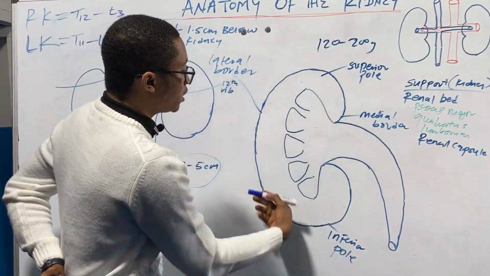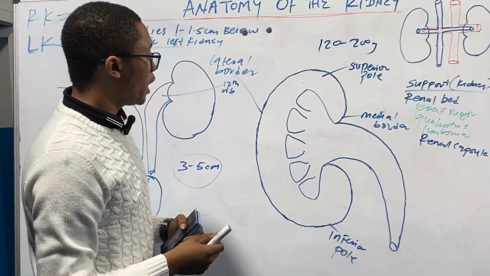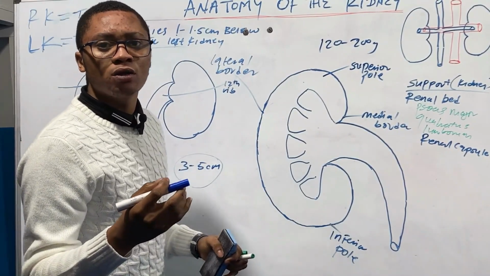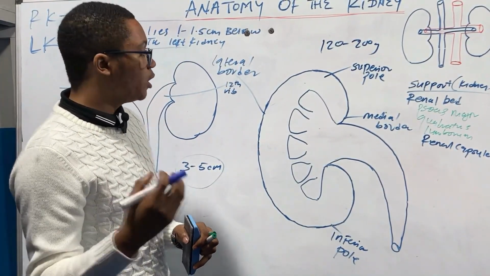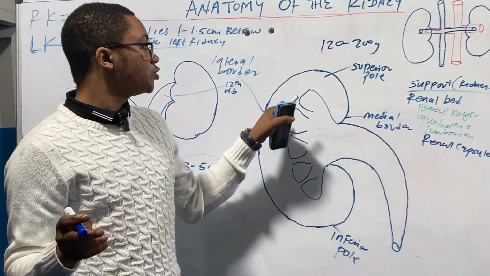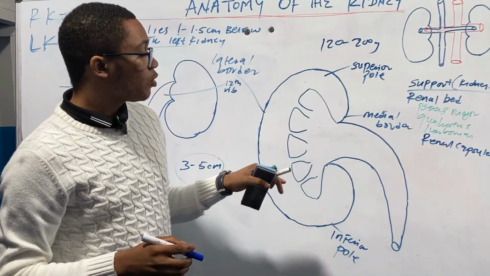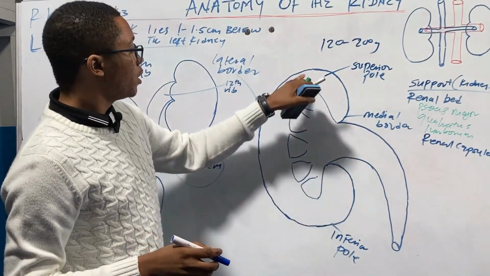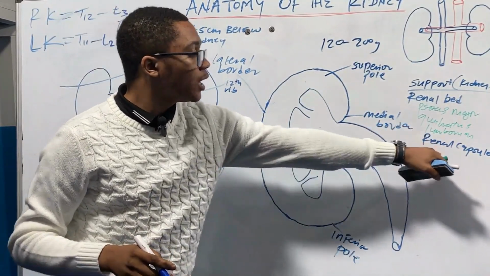So it surrounds the kidney, and as I said earlier, it's a connective tissue, and it contains some nociceptors, some pain receptors. That's why injury to the kidney or any disease of the kidney may cause some excruciating pain, because of the nociceptors found in the renal capsule.